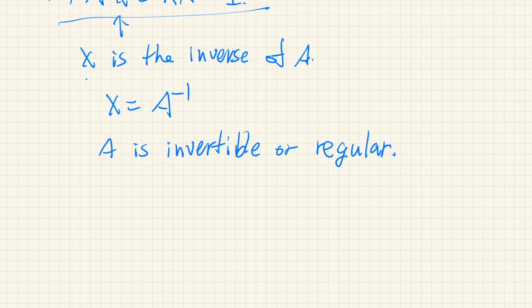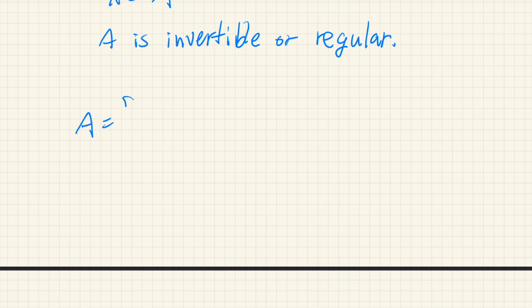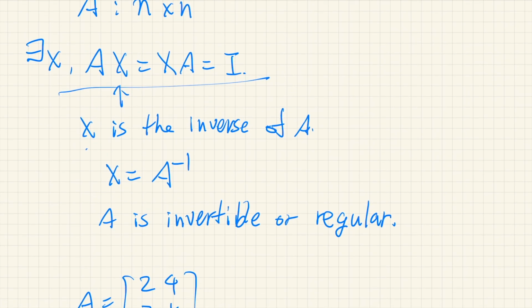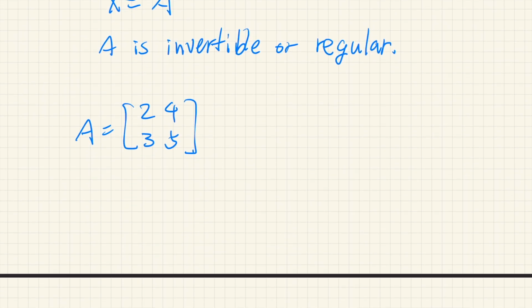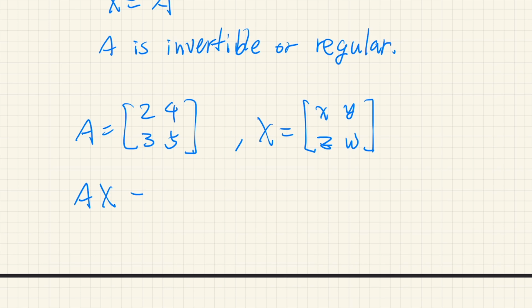Let's see a few examples. Consider this matrix A: 2, 4, 3, 5. Is this matrix invertible, or does it have the inverse? Let's find out based on this definition. Suppose the inverse exists and its inverse is written as x, y, z, w, for example. Then according to the definition, AX equals XA equals the identity matrix.